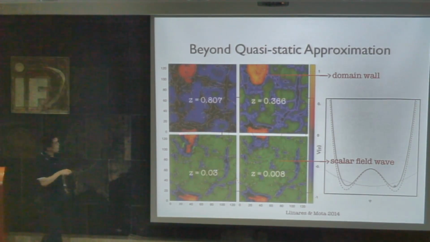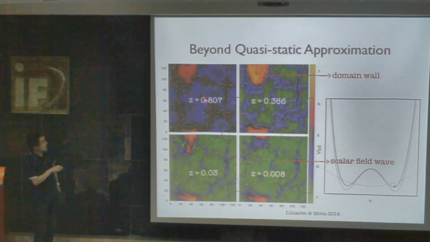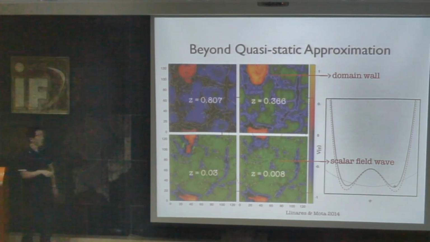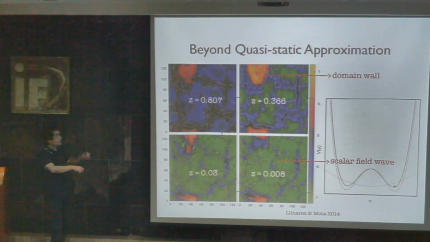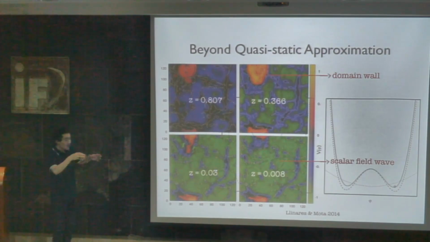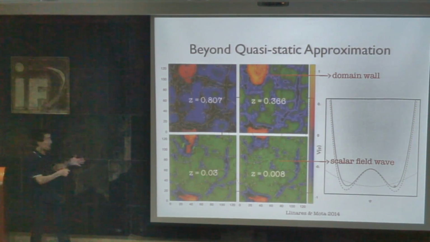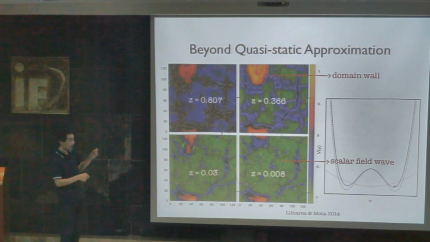So this is one example. At this redshift 0.8, the scalar field takes a positive value, which is red. This color bar is the scalar field value. In this region it is positive, while it takes negative values in the rest of the box. Of course, these regions are not separated. They are not insulated from each other. So they interact and they try to compete with each other.